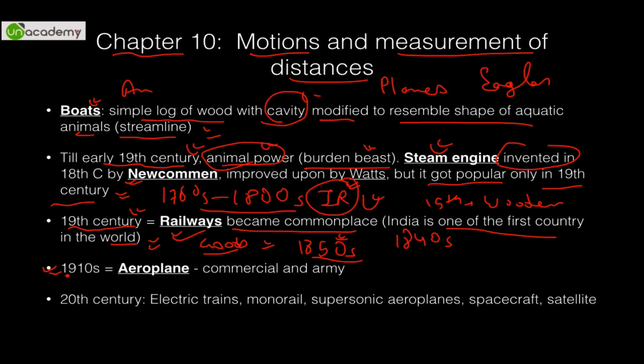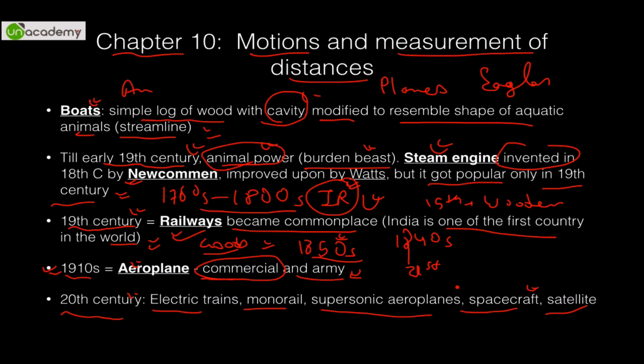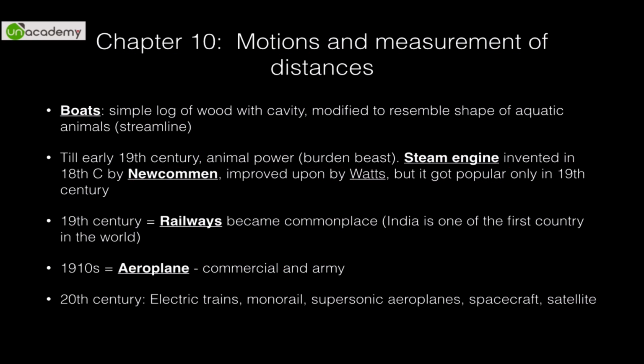Then from the 1910s the aeroplane was developed both for commercial purposes as well as for the army. In World War One there was a lot of bombing from aeroplanes. World War One was fought in the 1910s only. And commercial flights also started. And now in the 20th century we see electrical trains, monorail, supersonic aeroplanes, spacecraft, satellites, etc. In the 21st century they are talking about vacuum transfer, instantaneous transfer, etc. So these are the various modes of major transport.